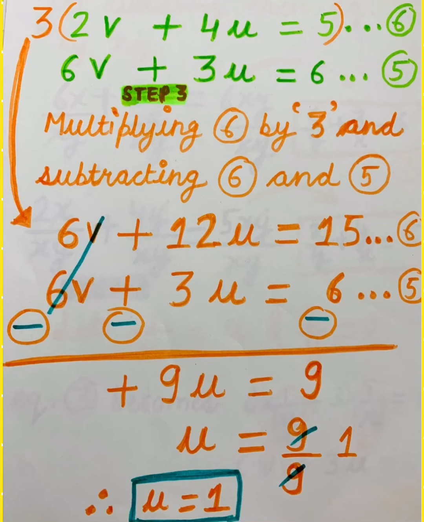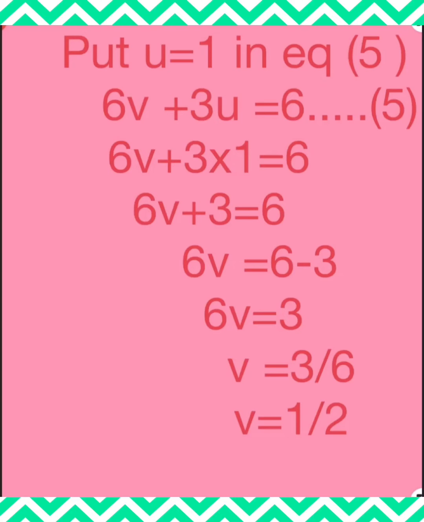Now children, I will put this value of u in equation number 5. So I will write, put u is equal to 1 in equation number 5. So equation 5 was 6v plus 3u is equal to 6. In the next step, 6v as it is, plus 3u means 3 multiplied by u. Here the value of u we have found, that is 1.